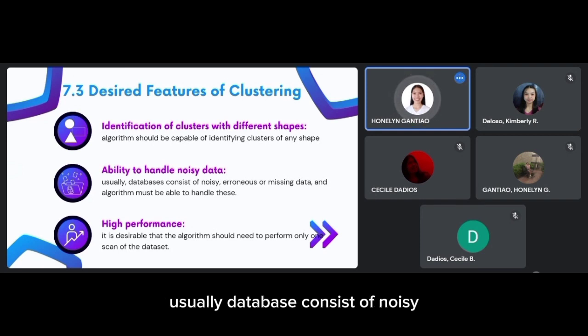Next is the ability to handle noisy data. Usually, databases consist of noisy, erroneous, or missing data, and the algorithm must be able to handle this. Real-world data sets often contain errors, outliers, or missing values. Clustering algorithms should be robust enough to handle noisy data without significantly affecting their performance.